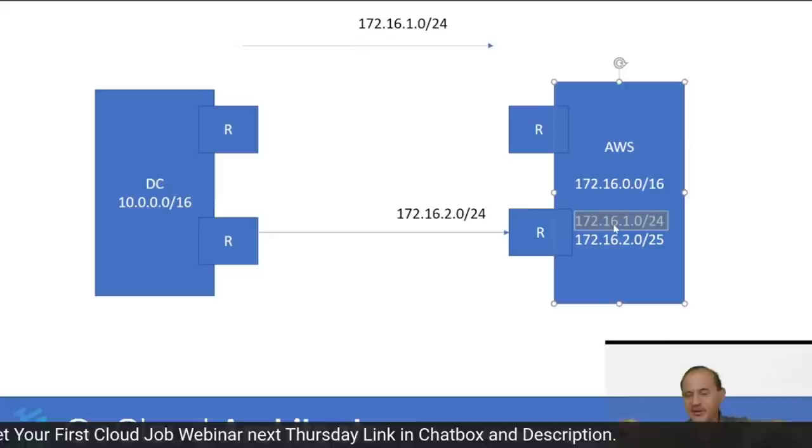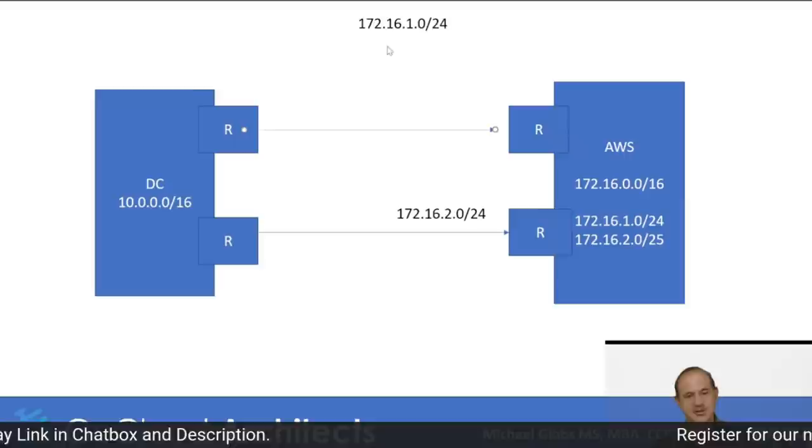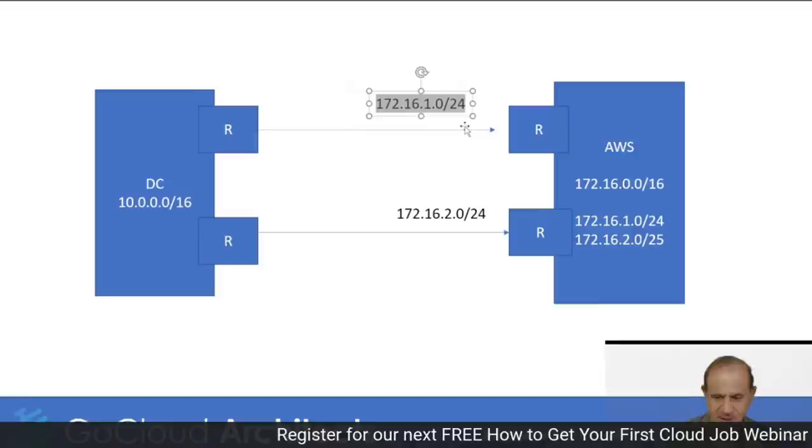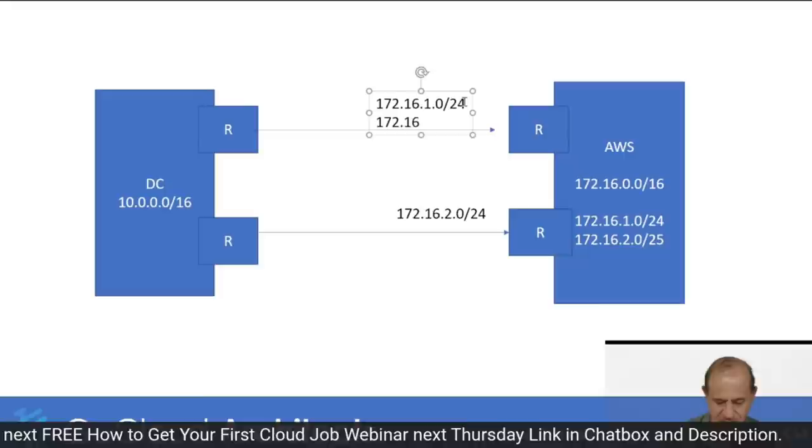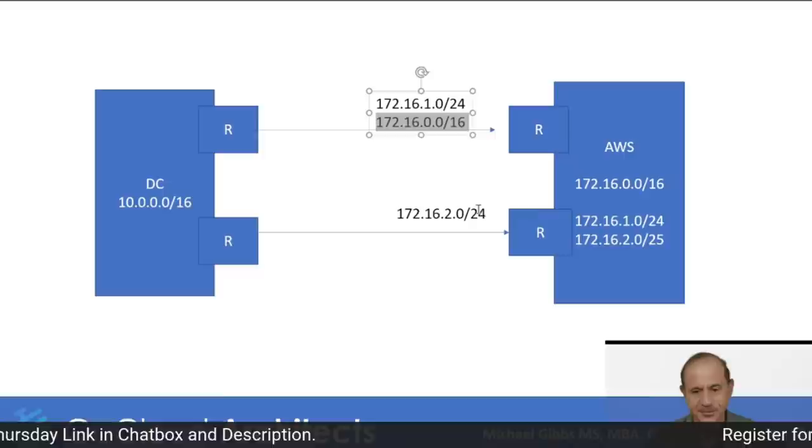So now I've got these two routes. Now what I'm going to do is also send the summary route on both links. The summary route is going to look like 172.16.0.0/16. You know what? I'm going to put that same summary route over here.